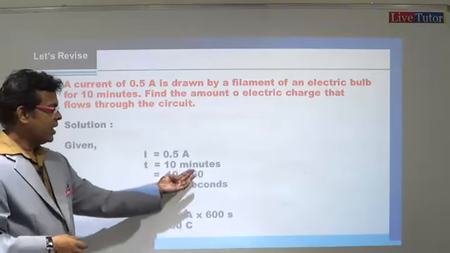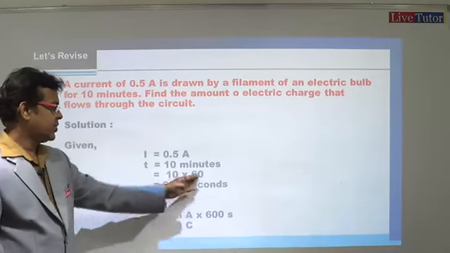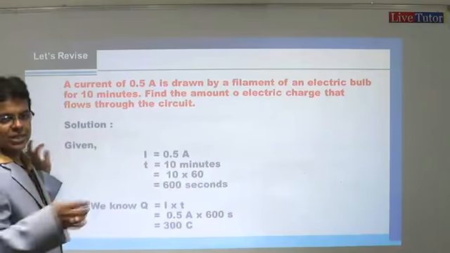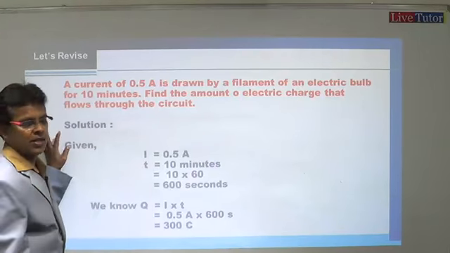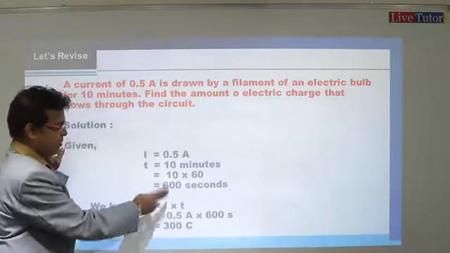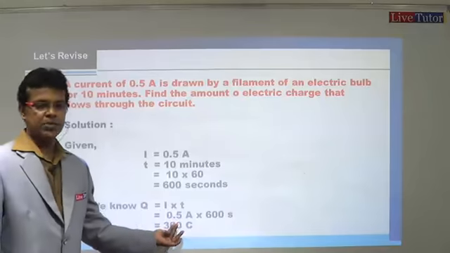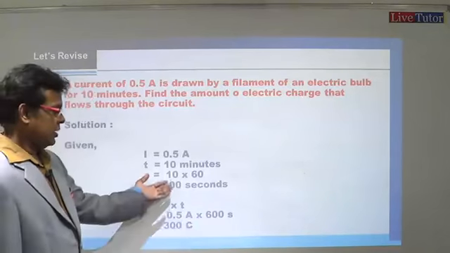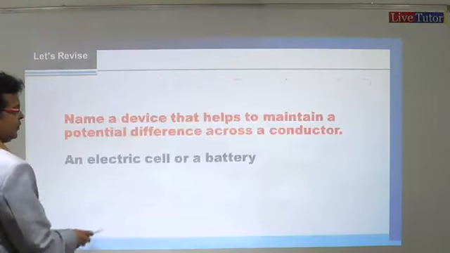Since the time is given in minutes, you have to convert it into seconds: 10 into 60, 600 seconds. Because I is equal to Q by t, where Q is in coulombs and t is in seconds, that's why we have to convert it. So Q is equal to I into t, which is simply the multiplication, 0.5 into 600, which gives you 300 coulombs. This is a very basic numerical problem. I hope you remember that.